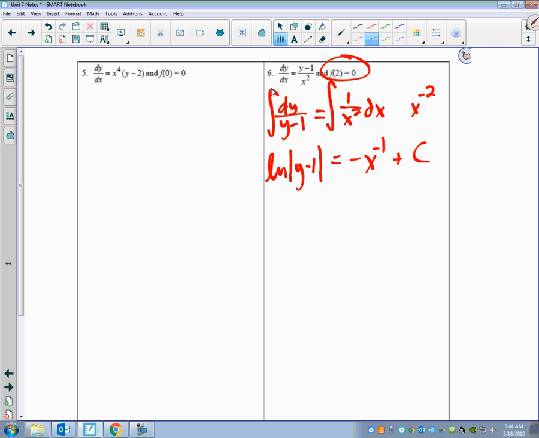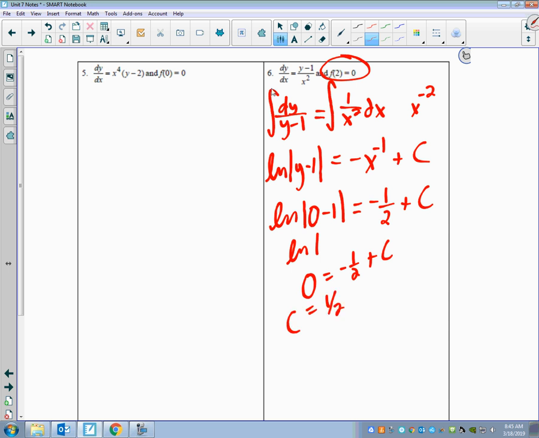That's worth a point. So this is x and this is y. So if I plug in 0 here, I would get ln of 0 minus 1 equals -1/2 plus c. Do you agree with me on that? Because the x and the -1 is really the x on the bottom. And this is where the absolute value bars are important, because 0 minus 1 is -1, but it's the absolute value. So what is the ln of 1? 0. So this is just 0 equals -1/2 plus c, or c equals 1/2.